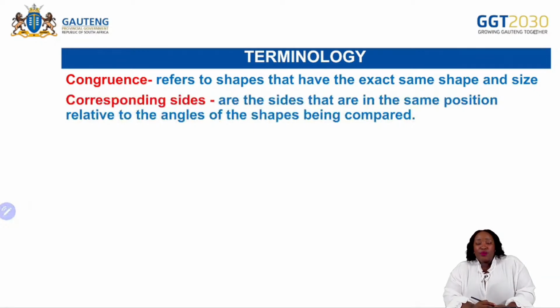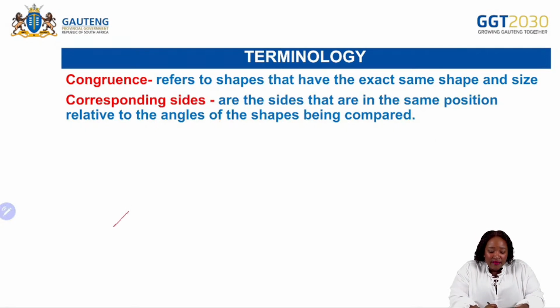Okay, and then when we talk about corresponding, so it can be corresponding angles, corresponding sides, it would mean that you must have sides that are in the same position relative to the angles, to the shape being compared. I'll show you just now, okay? Remember we talked about corresponding angles earlier? What were we looking at? We're looking for angles that were on the same side of the transversal, both below the parallel lines. And do you remember those things? It's the same concept.